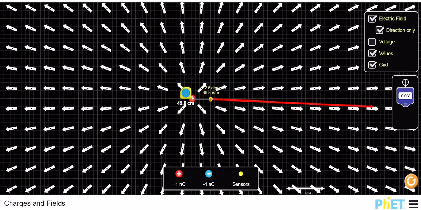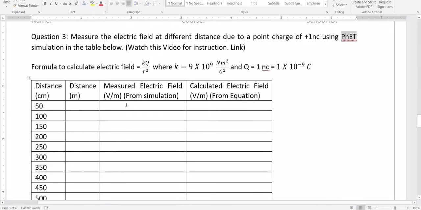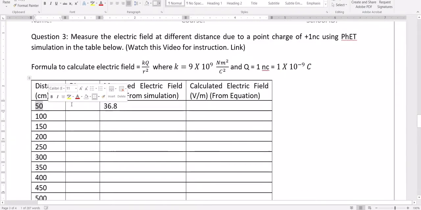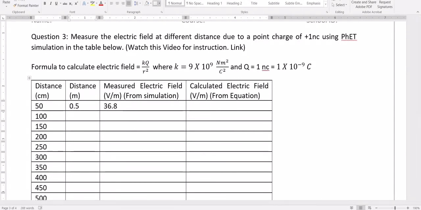36.8 volt per meter. So you come here, and this is the value 36.8 volt per meter. And you have to change the 50 centimeter distance to meter. So you have to divide this number by 100, and if you divide it by 100, you'll get 0.5 meter.